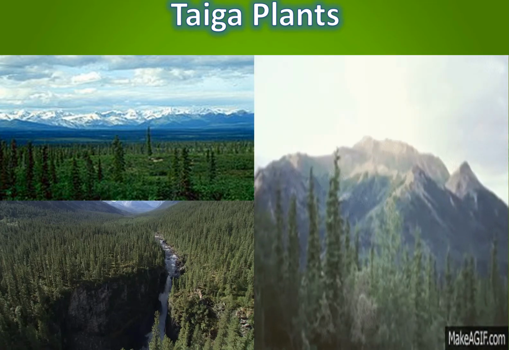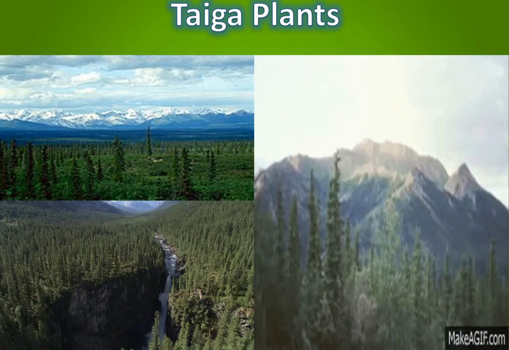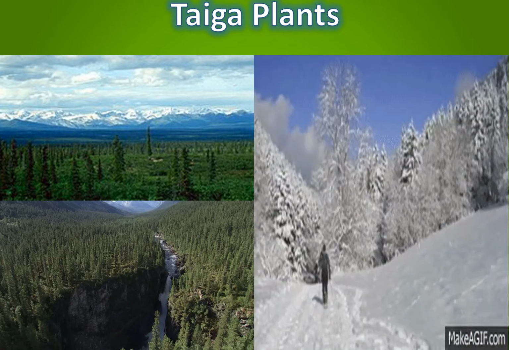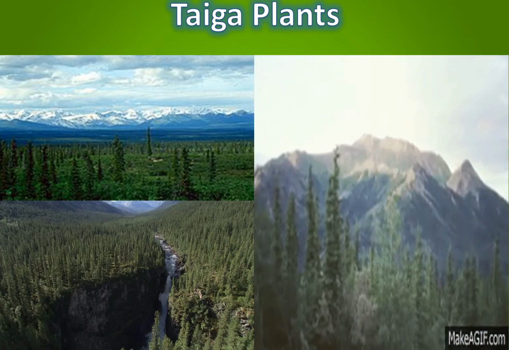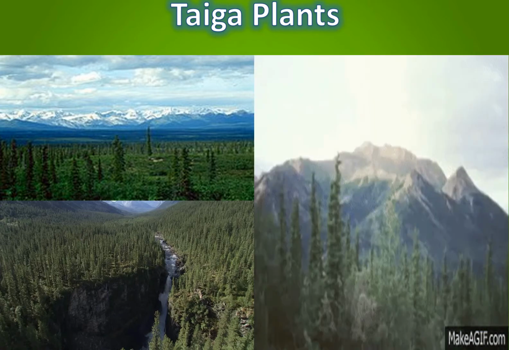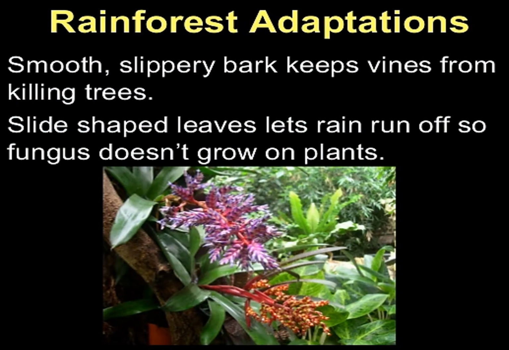The shape of many conifer trees helps shed heavy snow to save branches from breaking. Many trees have needle-like leaves with a waxy coating that prevents evaporation. Plants in the rainforest. Rainforest adaptations. It has smooth, slippery bark that keeps vines from killing trees, and slide-shaped leaves that let rain run off so fungus doesn't grow on plants.